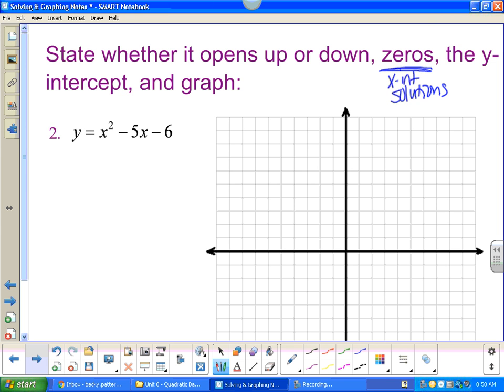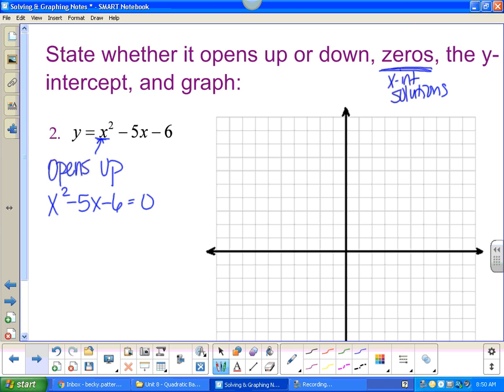Okay, well, first of all, yes, it is quadratic because it has an x squared. I know that it opens up. How do I know that? Because its x squared is positive. To find its zeros, I'm going to set it equal to 0, and I'm going to solve it.